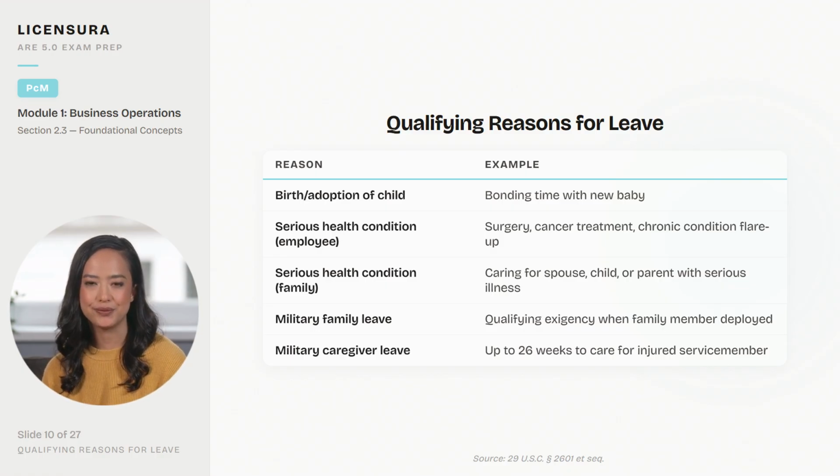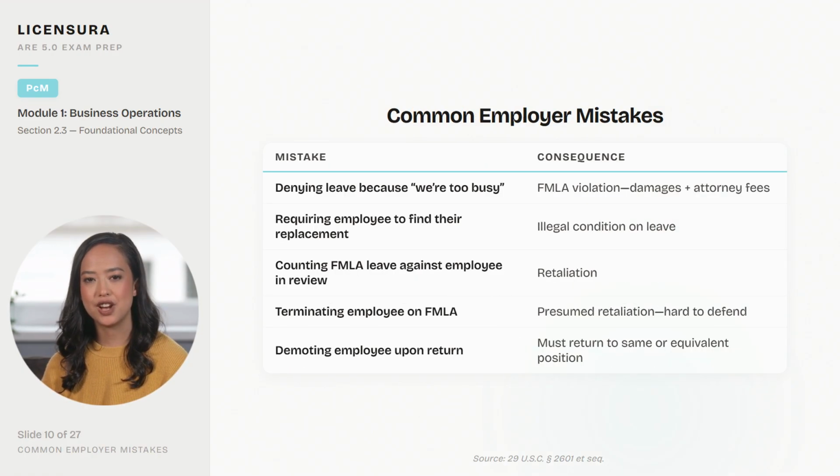Now let's talk about where firms get into real trouble, because these mistakes happen more than you'd think. You can't deny leave just because the timing is bad. "We're in the middle of a deadline." Doesn't matter. That's a violation. You can't require the employee to find their own replacement before they leave. That's an illegal condition. You can't count FMLA leave against someone in their performance review. That's retaliation. And terminating someone while they're on FMLA? Courts will presume that's retaliation, and it's incredibly hard to defend against.